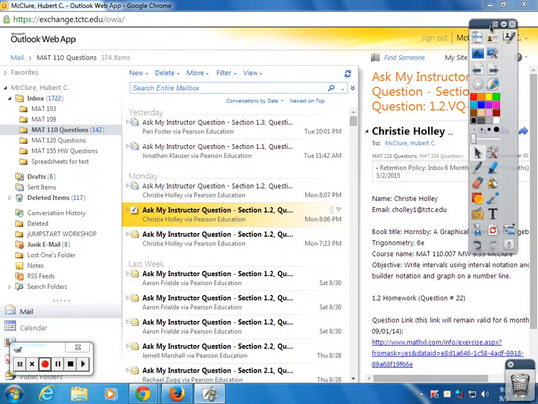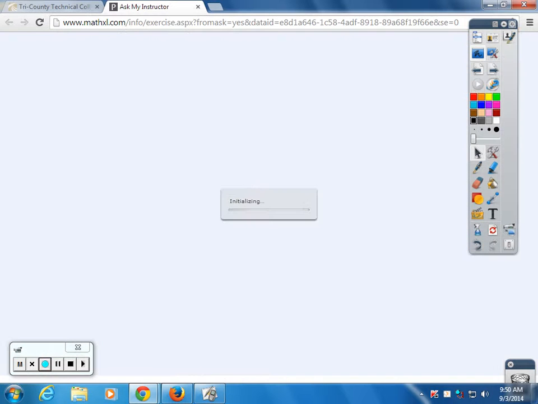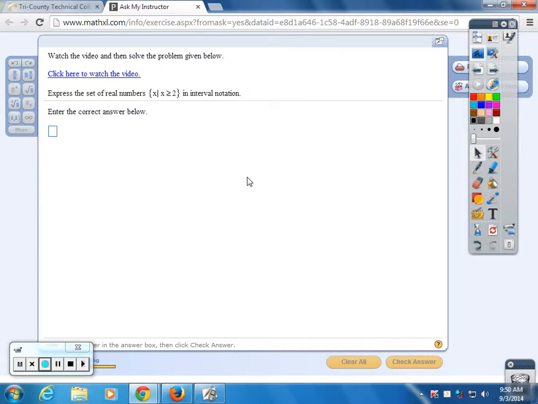1.222. Is that the one that you said had the video on it? Well, let's look. Yeah. Okay, so express the set of real numbers x is greater than or equal to 2 in interval notation. Well, does anybody know what this is called? What kind of notation is this called?